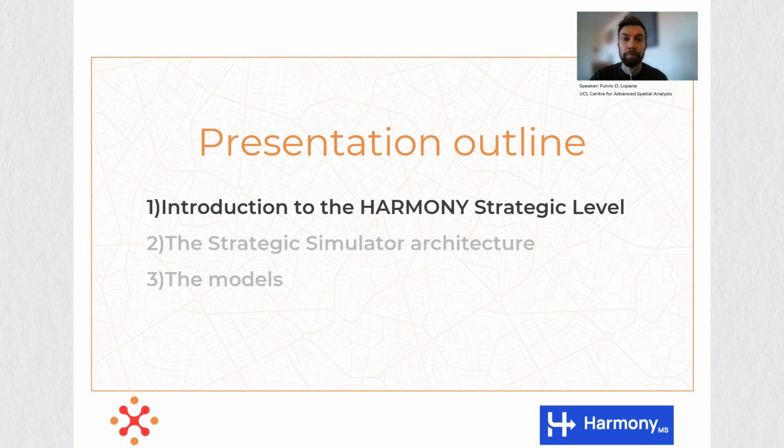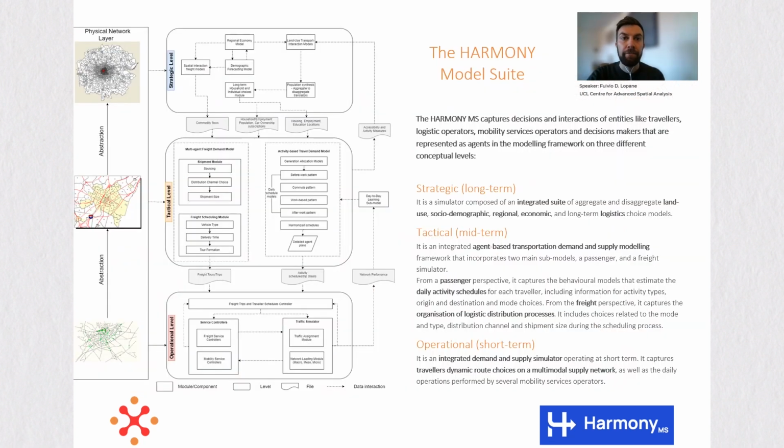On the left-hand side of this slide, you can see the architecture of the Harmony MS structured over three different levels. The first of which is the strategic, which is a simulator composed of an integrated suite of aggregate and disaggregate land use, socio-demographic, regional economic, and long-term logistic choices models.